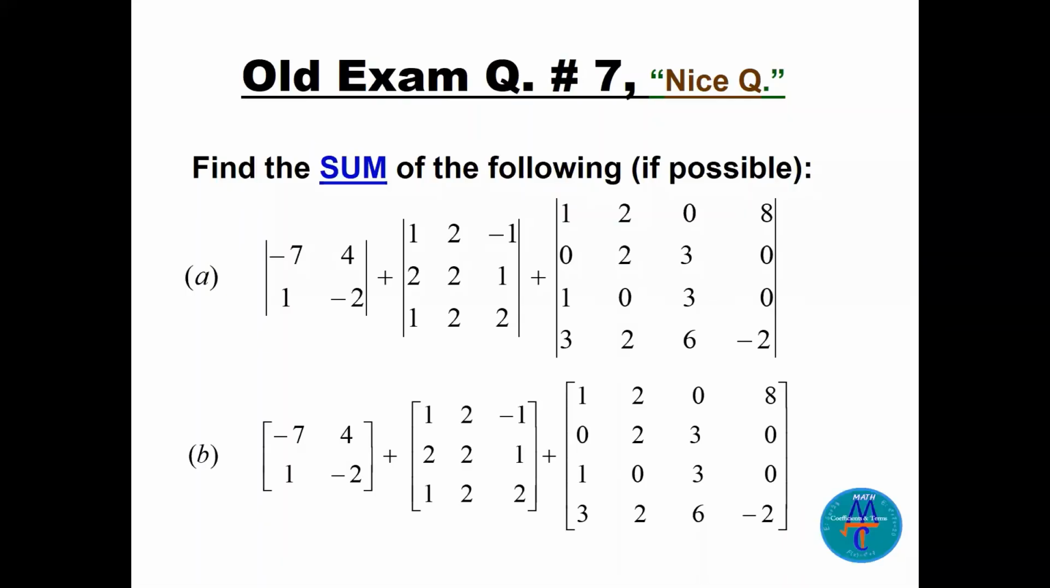Question number 7 is really a nice question. Find the sum of the following if possible. Part A, we have determinant of 2 by 2 plus determinant of 3 by 3 plus determinant of 4 by 4. In part B, we have matrix 2 by 2 plus matrix 3 by 3 plus matrix 4 by 4. Big difference between A and B.